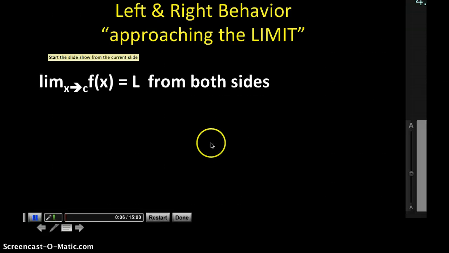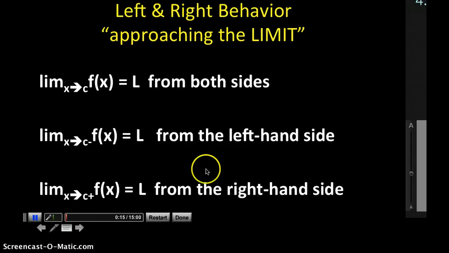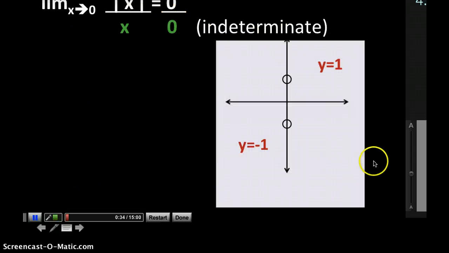We want to emphasize here in part two again, the left and right hand behavior. As we approach the limit, we have three options here. One option is to approach it from the left. That's what this negative sign is, this negative exponent here. That's the left-hand side. The right-hand side is the positive power on this number down here as x approaches c, or from both sides.